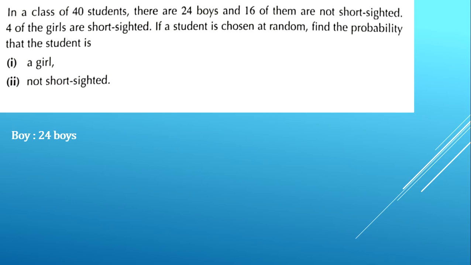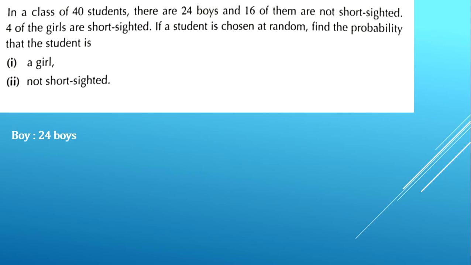So in a class of 40 students, there are 24 boys and 16 of them are not short-sighted. 4 of the girls are short-sighted. If a student is chosen at random, find the probability that the student is 1, a girl, or 2, not short-sighted.